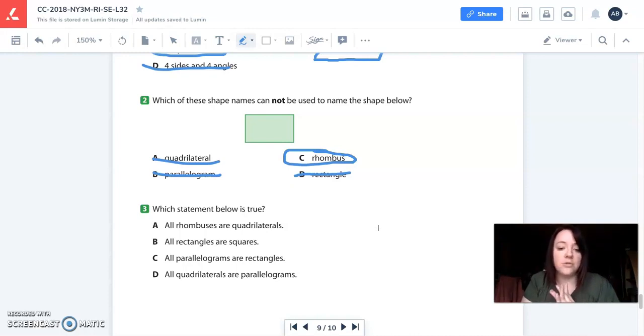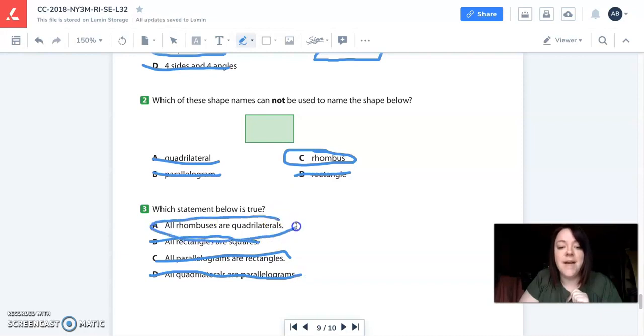Number 3, which statement below is true? A, all rhombuses are quadrilaterals. B, all rectangles are squares. Ooh, a square has all 4 equal sides. A rectangle does not. So we know that one is automatically not correct. C, all parallelograms are rectangles. No. D, all quadrilaterals are parallelograms. Ooh, so we got stuck between A and D. Let's look at them again. All quadrilaterals are parallelograms. No, they are not. So our answer is going to be A. Rhombuses are quadrilaterals because it has 4 sides.